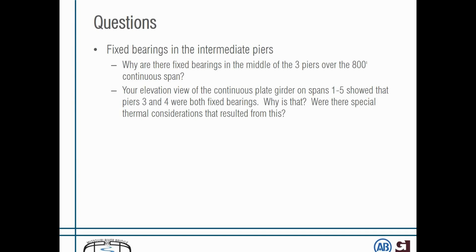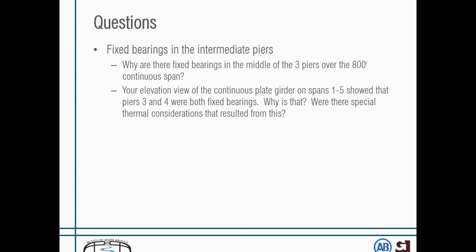So the first question is with regards to the fixed bearings and the intermediate piers. First, why are there fixed bearings in the middle of the three piers over the 800-foot continuous span? Your elevation view of the continuous plate girder on spans 1 to 5 showed that piers 3 and 4 were both fixed bearings. Why is that? Were there special thermal considerations that resulted from this?